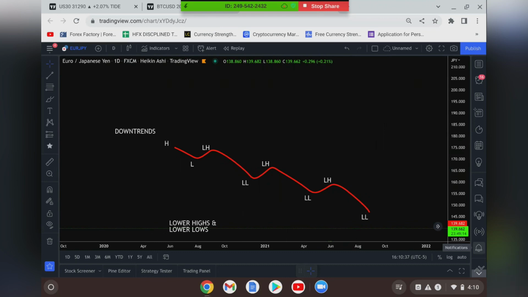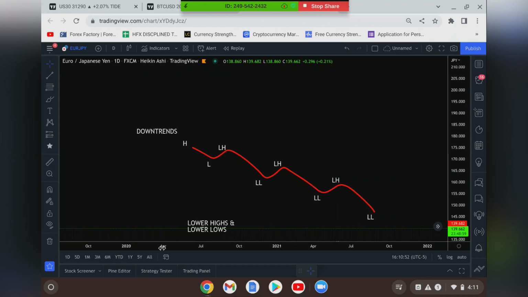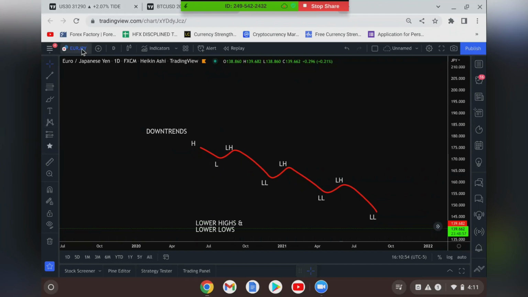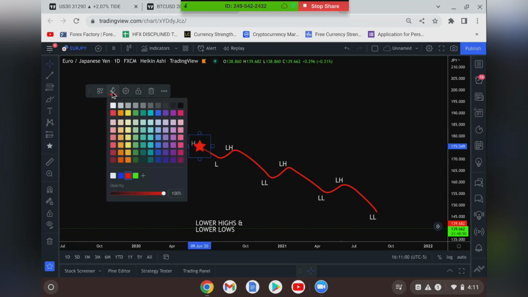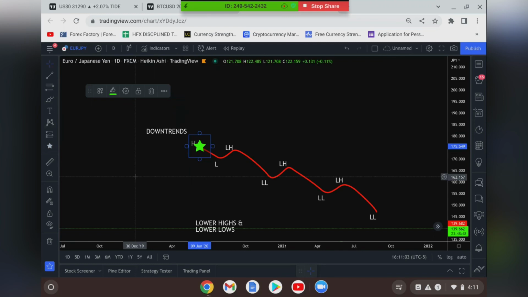Downtrends are literally the same as uptrends. It's just the opposite concept. Downtrends produce lower highs and lower lows. As you can see right here, let me make this a little smaller so it looks a little more defined. Right here we have our high point in the market. And then we have our low point in the market.